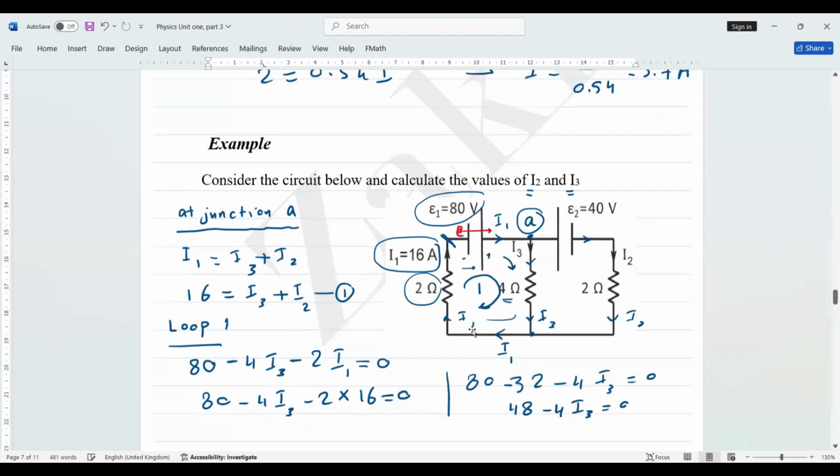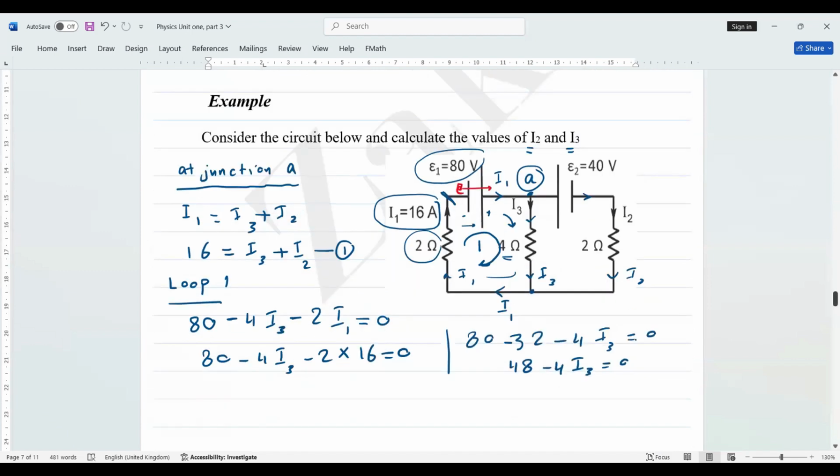From this, we can get I3. Shift negative 4 I3 to the other side. Then 48 equals 4 I3. Divide by 4, then we can get I3. 48 divided by 4 equals 12 ampere. Then this is the value of I3.